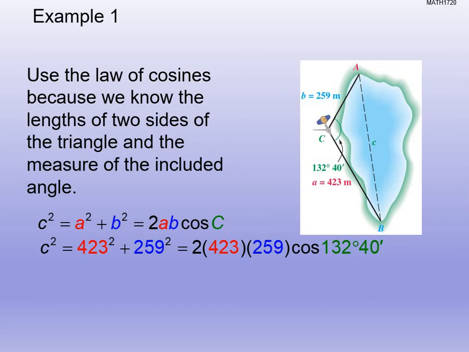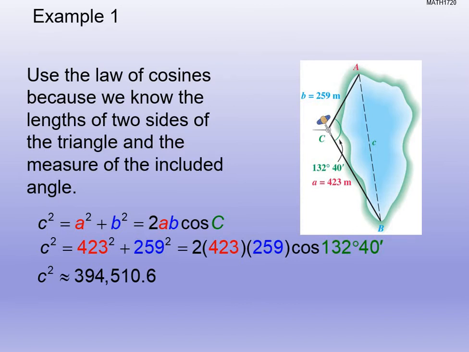If we substitute our values, you don't have to pay attention to units; there's not really going to be unit changes with these sorts of things. So we're going to plug it in: 423 squared plus 259 squared minus 2 times 423 times 259 cosine of 132 degrees 40 minutes. Make sure that you're putting this in your calculator correctly. Sometimes, order of operations. I tend to put one parenthesis in front of the minus so that it doesn't mess that up.